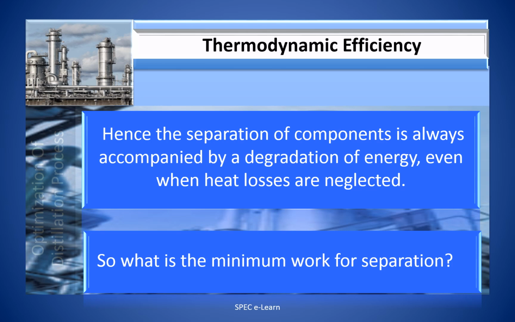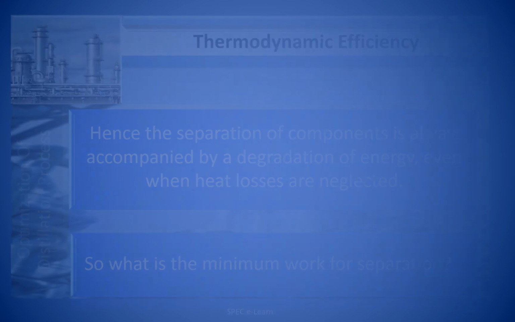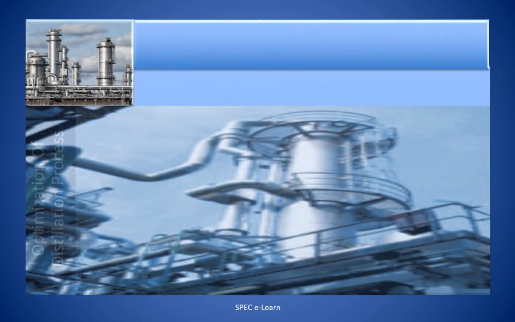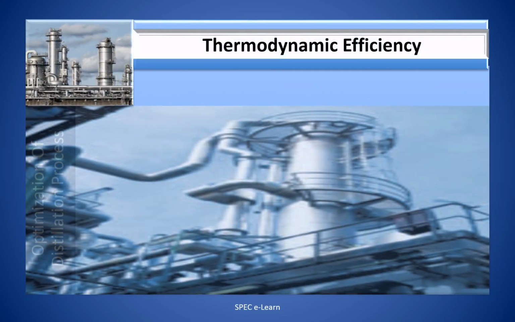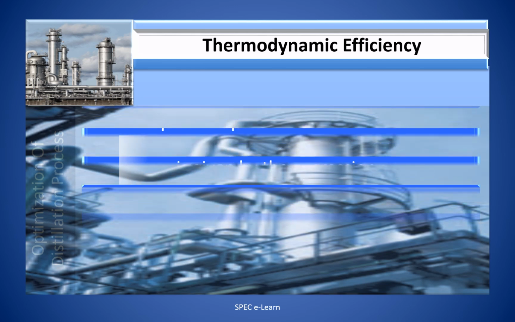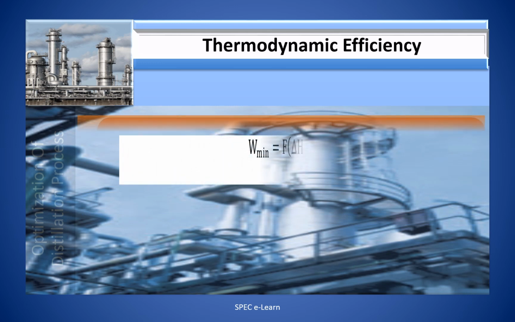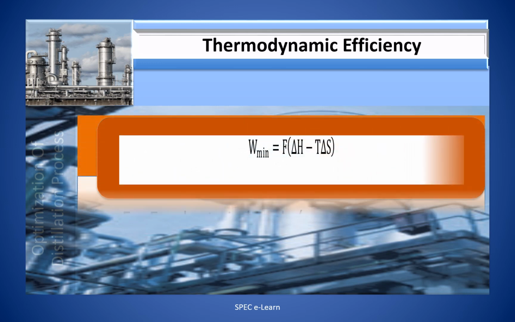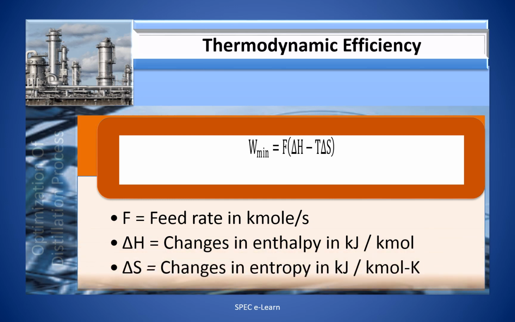So, what is the minimum work for separation? For a separation process, the minimum amount of work required to make a complete separation is given by the relationship that is a function of feed rate, changes in entropy, and changes in entropy. The equation shown here is an expression of this relationship.